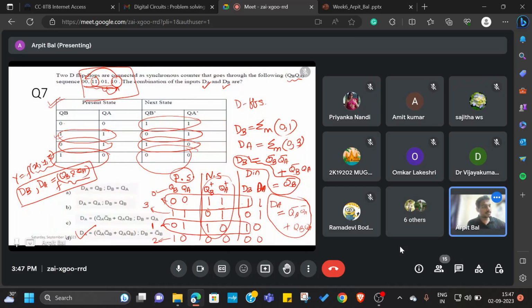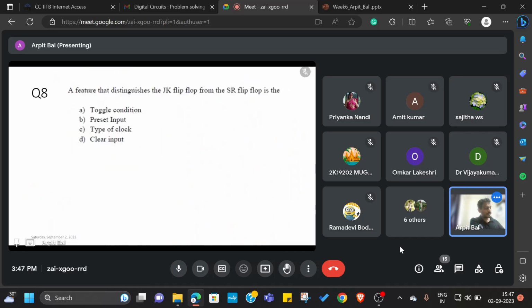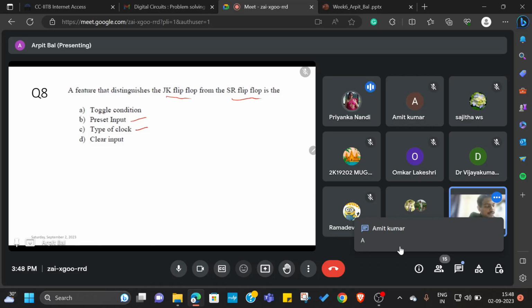That is question number 7. This is question number 8. So what we need to do is mention a feature that distinguishes the JK flip-flop from the SR flip-flop. Preset input can be there in either of the flip-flops. Type of the clock, okay, we have an answer. Yeah, so the answer is correct. A is the answer. So the toggle condition when J is equal to 1 and K is equal to 1, that is the feature that distinguishes the JK flip-flop from the SR flip-flop.